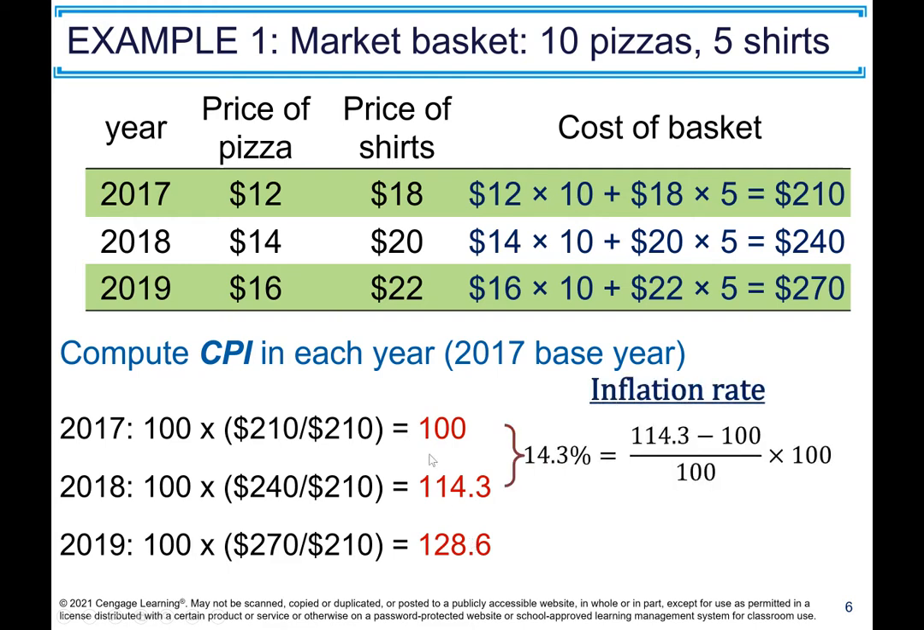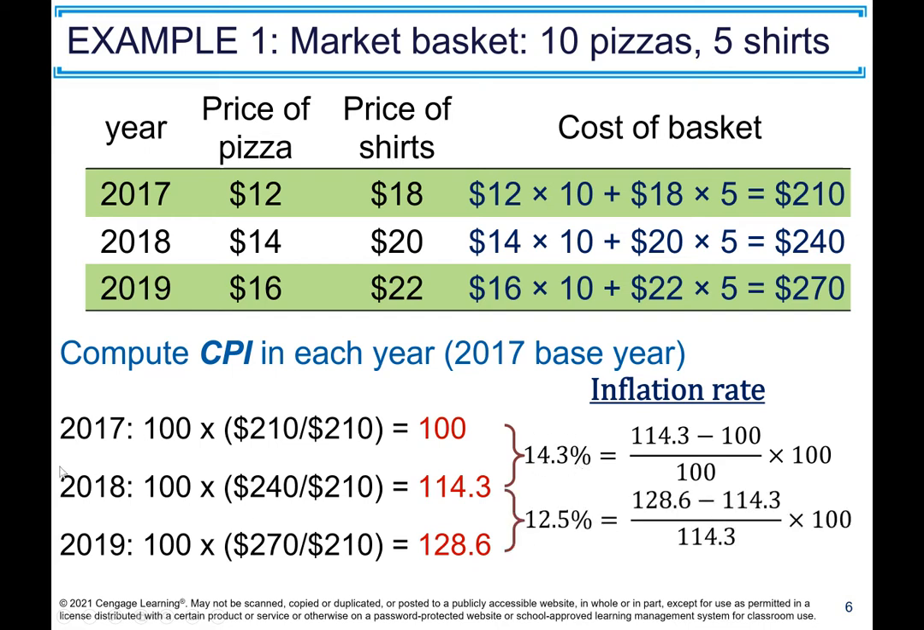Now we calculate the inflation rate. We use the CPI to calculate the inflation rate. So the inflation rate between 2017 and 2018 is 114.3 minus 100, divided by 100, then you multiply by 100. The inflation rate is 14.3.